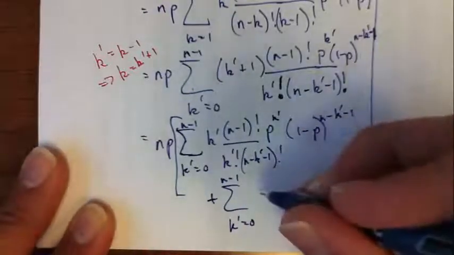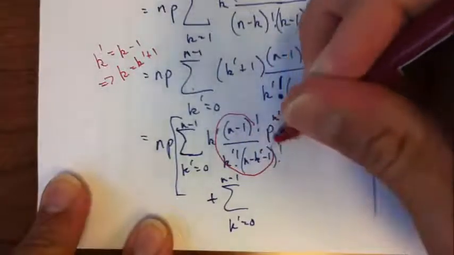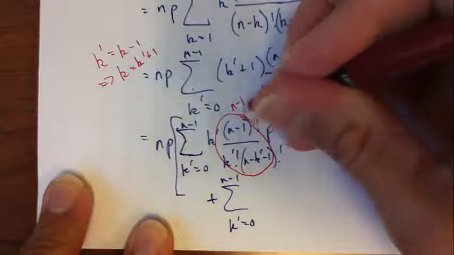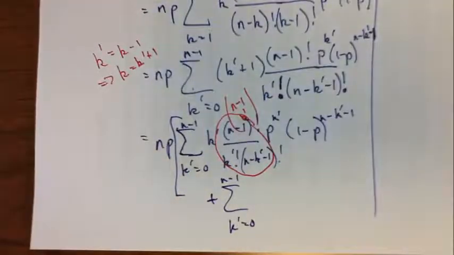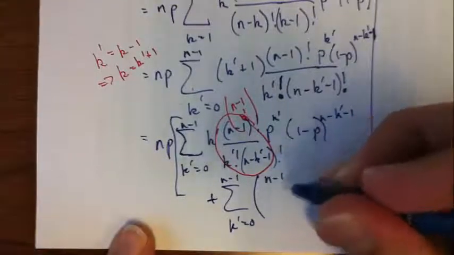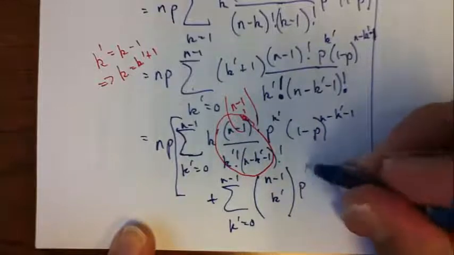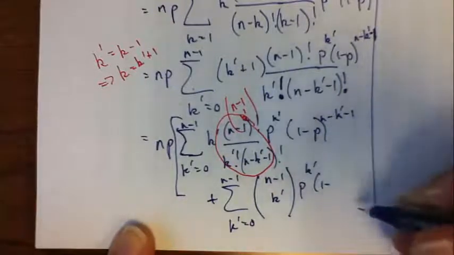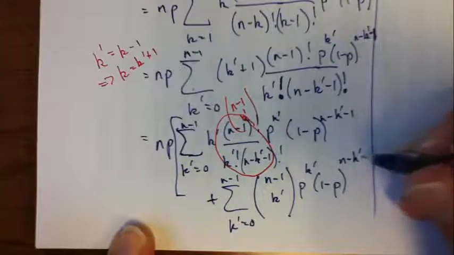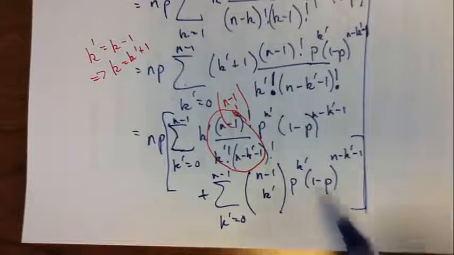Hey, you know what though? All of this stuff right here, this is just n minus 1 choose k prime, isn't it? n minus 1 choose k prime is what that is. So I'm going to note that. I'm just going to write that here. n minus 1 choose k prime, and then I have a p to the k prime. There's 1 minus p to the n minus k prime minus 1. Close her up there. And now look at what you have here.